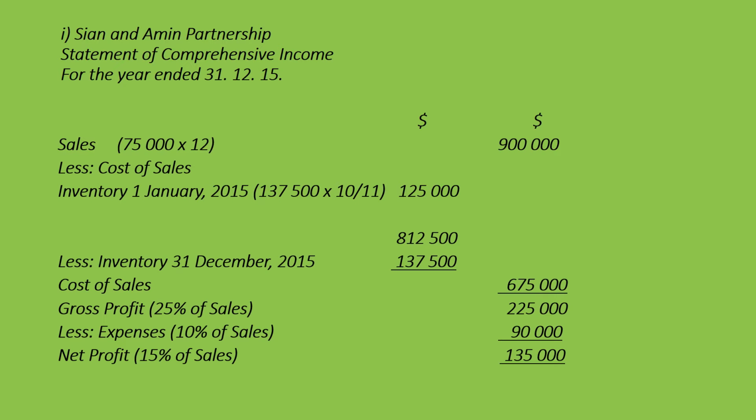812,500. We put in the inventory for the 1st of January 2015. We take the ending inventory of 137,500 and we will multiply it by 10 over 11. We mark it down to the fall in inventory by 10%. And then we put in the purchases as a balancing figure of 6,107,500. Okay, and I went through that quite rapidly.